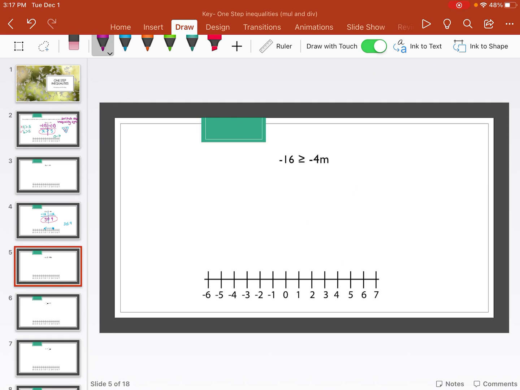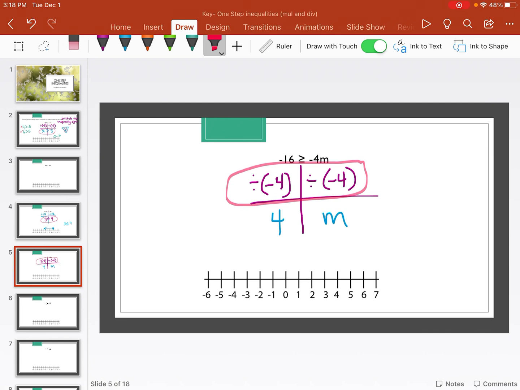All right, this one's a little bit trickier. So I have -4 times m, so I'm going to divide by -4 on both sides. So 16 divided by 4 is 4, and negative divided by negative makes it +4. On the other side I have m, but in this step I was dividing by a negative. So since I divided by a negative, I am going to flip my sign. So 4 is less than or equal to m. But in order to graph this a little easier, remember we like to have our variable on the left. So I'm actually going to rewrite this as m is greater than or equal to 4.